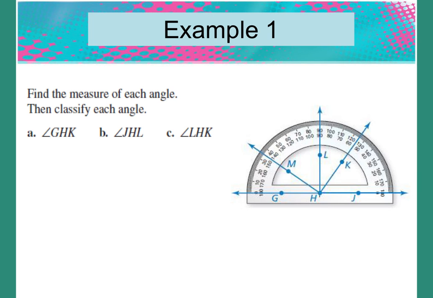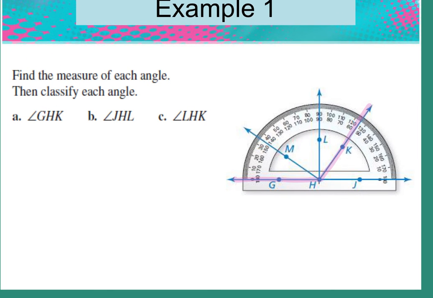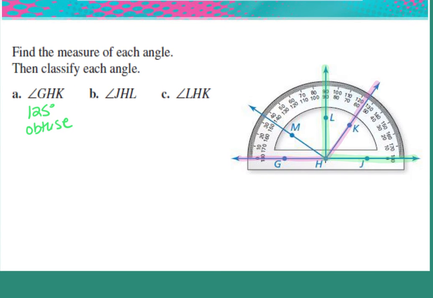All right, this one says find the measure of each angle, then classify the angle. The first one, GHK, you're going to go in that order, G, then H, then K. What's the measure of that one? 125 degrees, which would make it obtuse. Next, JHL, J, then H, then L. 90 degrees. Good. Right.